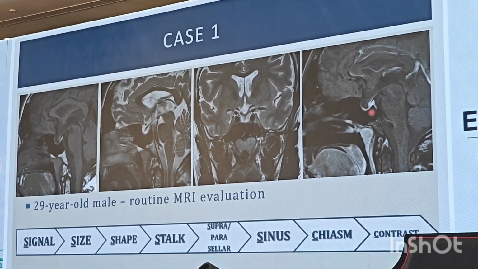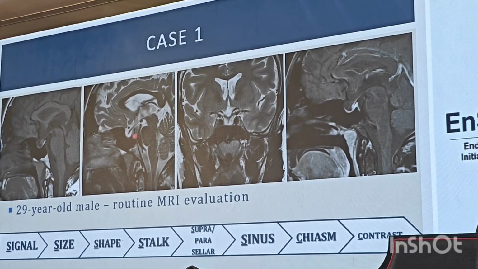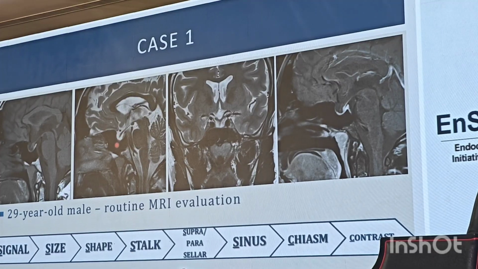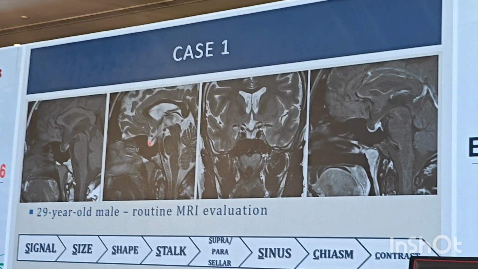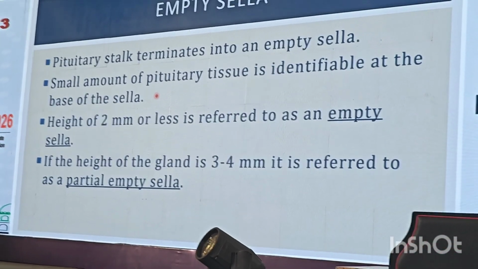Empty sella, right? The pituitary tissue is squished downwards, and the infundibulum is able to cross through. So this is an empty sella. We see it very often, and it is very often incidental. It may be associated with some endocrinopathy, but most of the time it is incidental.